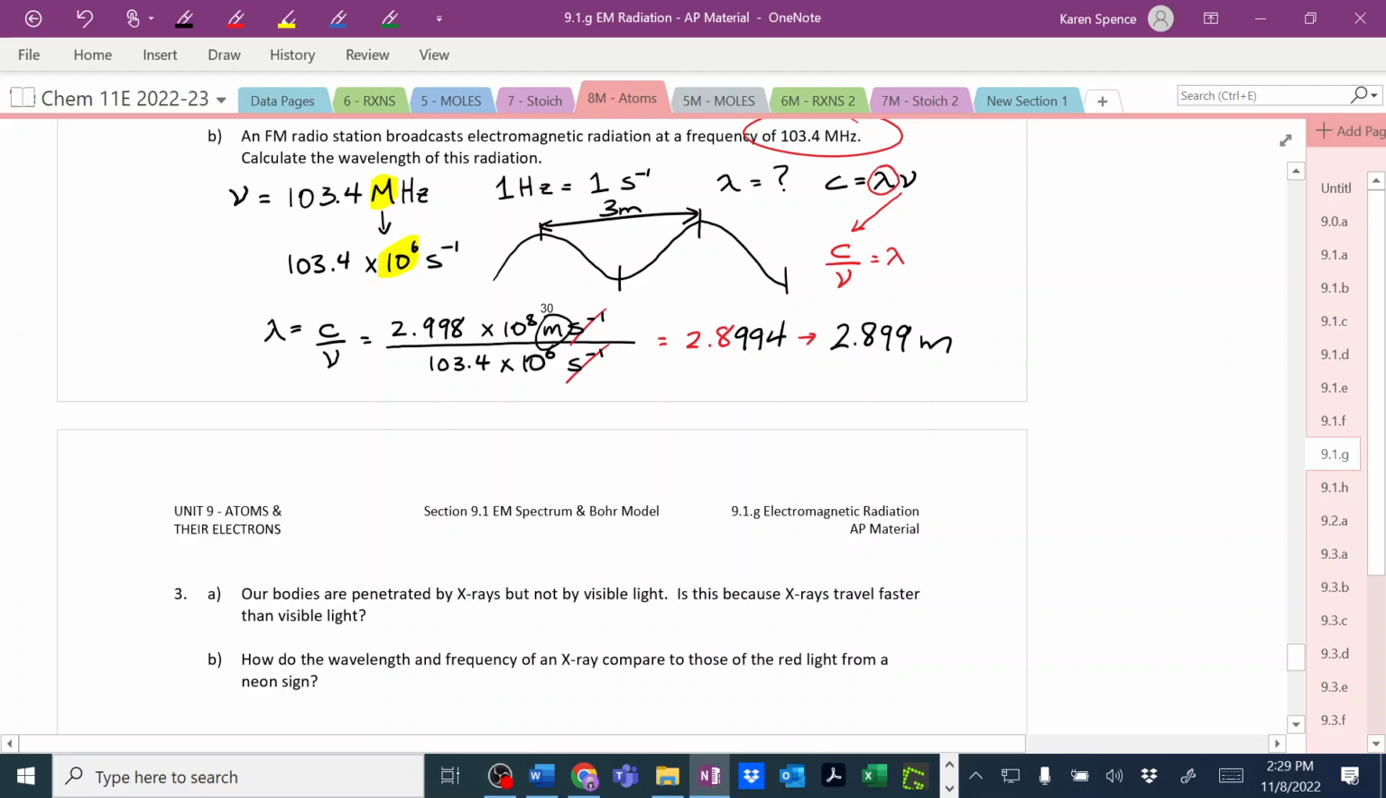Yeah. When you have those transitions down to n equals 1, those are all UV. Any transition down to n equals 1 is UV. Doesn't matter, they're all UV. Almost all the transitions down to n equals 2 are visible. I think there's like one that's not. It's like infrared or something.